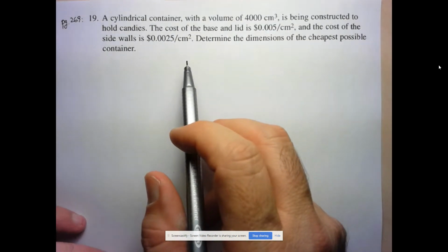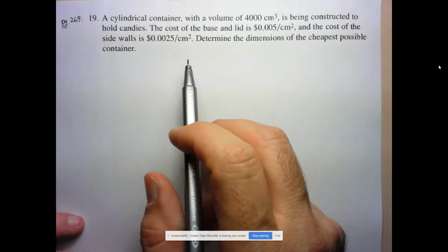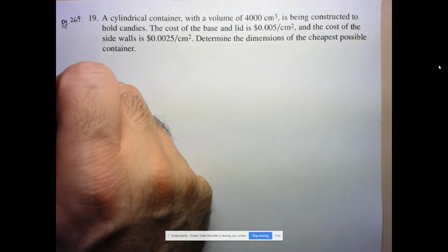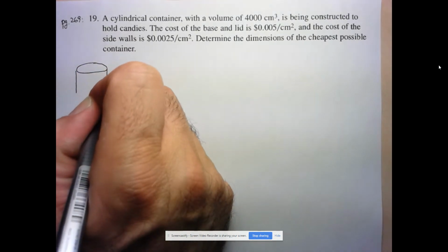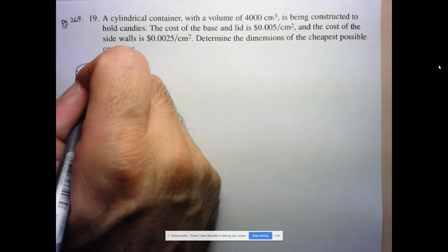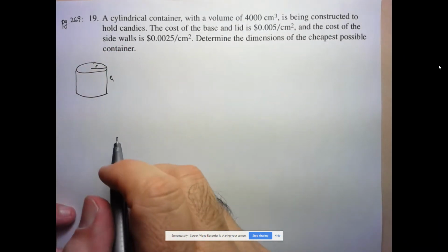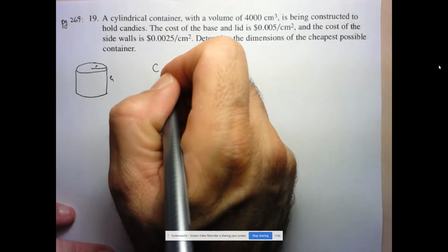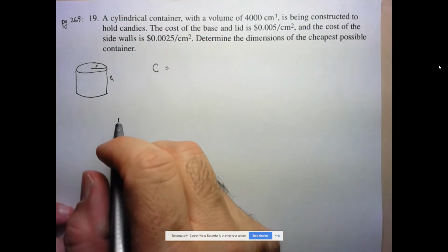So since we're talking about building the container, we're talking about the surface area. All right, so we've got a cylinder. And since we're looking for the dimensions, they are given by the radius and the height. All right, and what we're trying to do is minimize the cost, but this cost, as I said, is going to be related to the surface area.